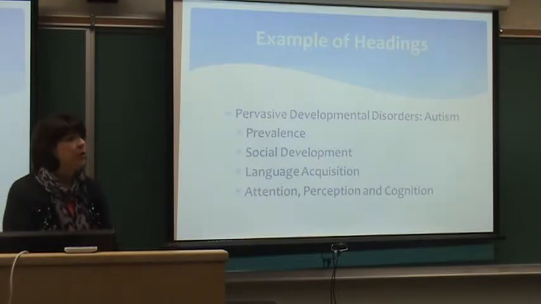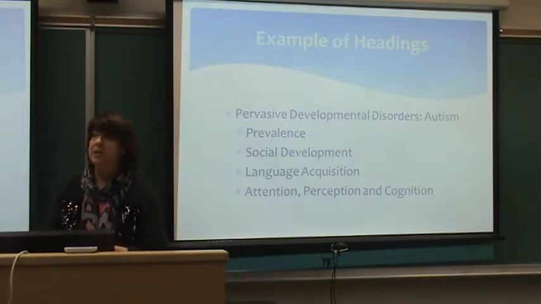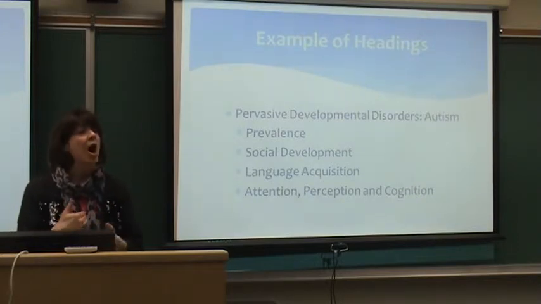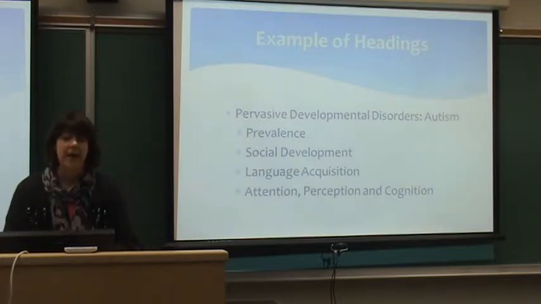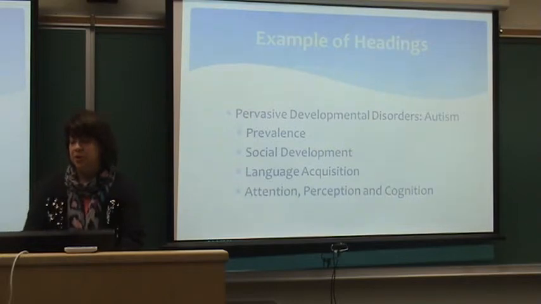Now, if you don't know, for example, what the word prevalence means, the first step is to find that out. Okay, and I'll tell you what prevalence means. It means how often does something happen. Okay, that's what prevalence means. But anyway, so pervasive developmental disorders, autism.